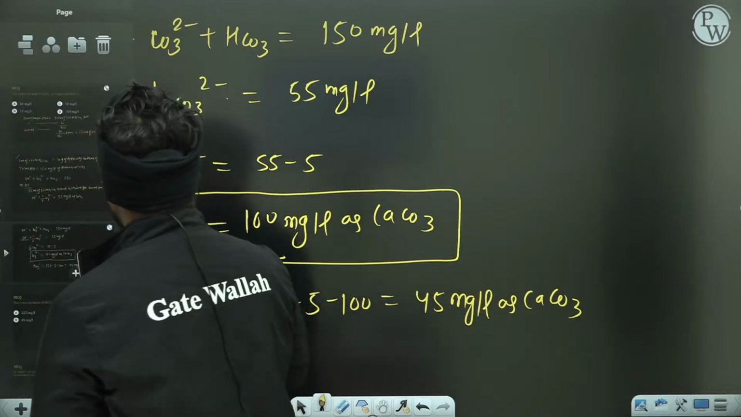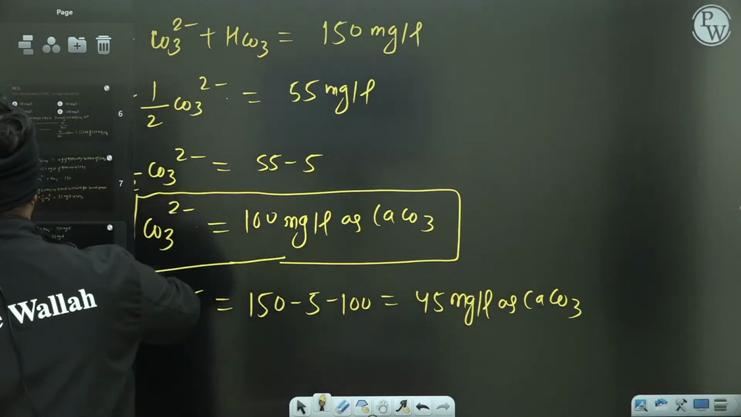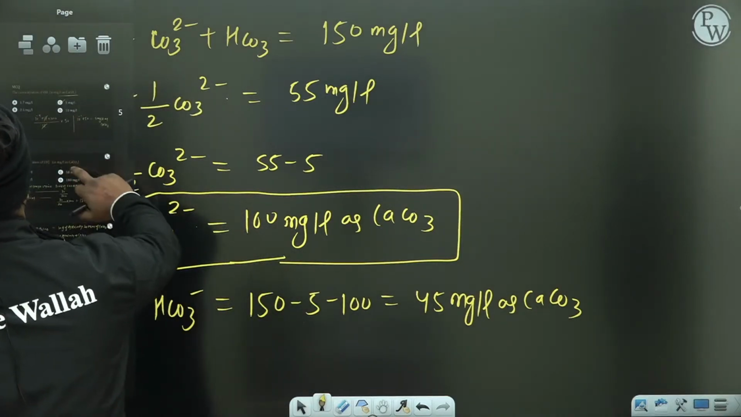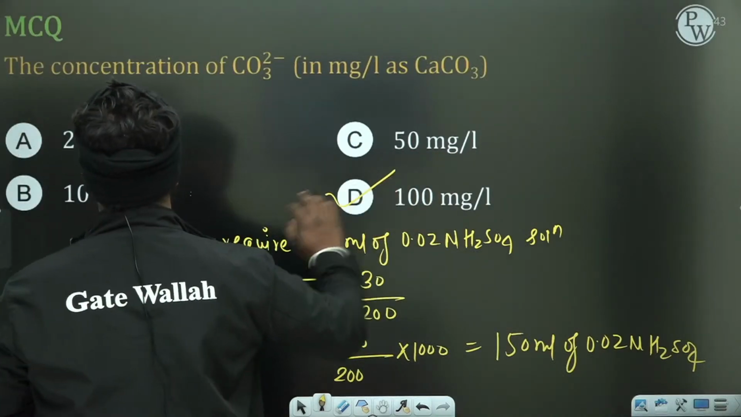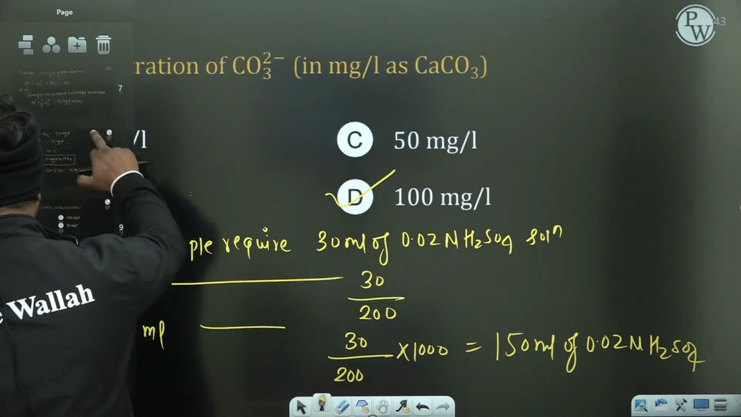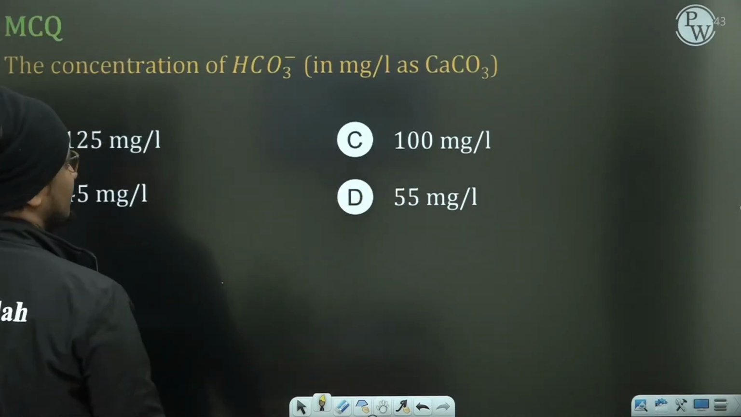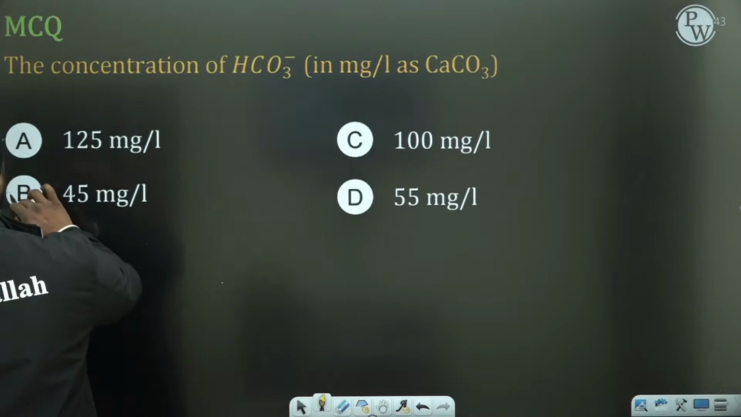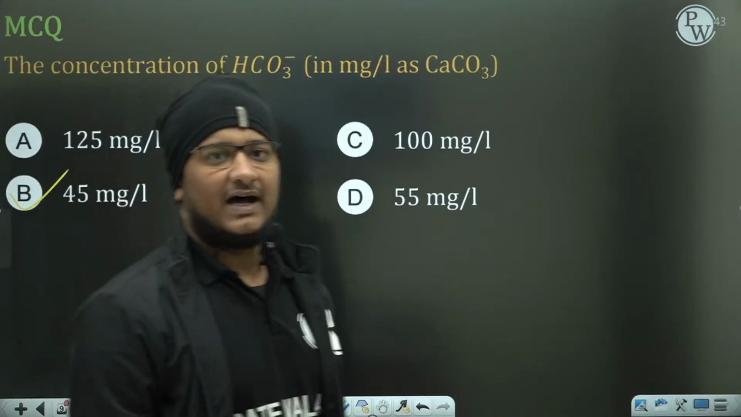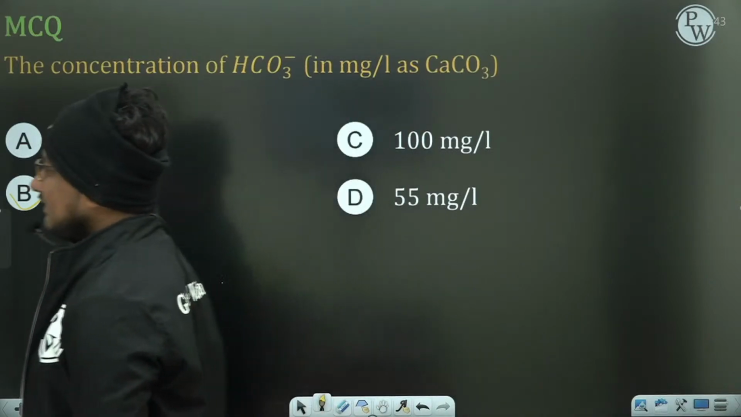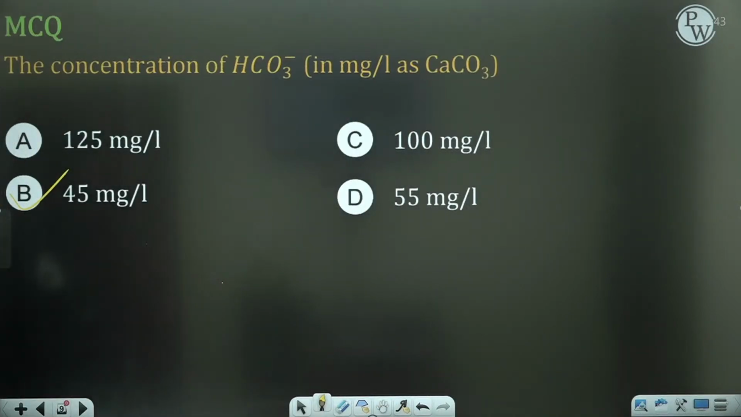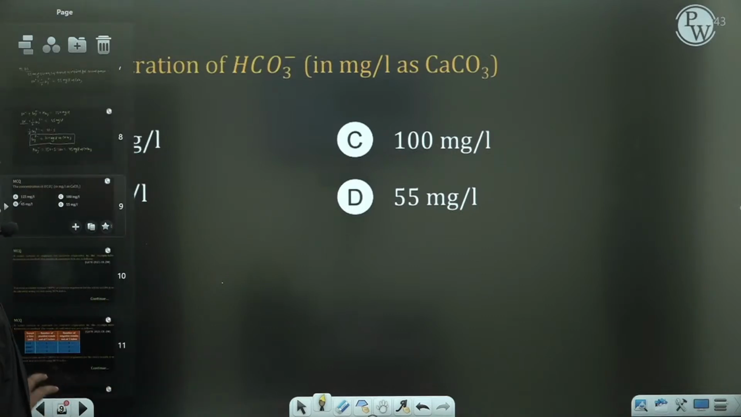That means our right answer for this question: first, for CO3 2 minus, the right answer will be 100. And for HCO3 minus, the last part of this question, the right answer will be 45 milligram per liter. I hope it is clear to all of you. Is that clear? We are going for the next question. If you have any doubt, you can ask.